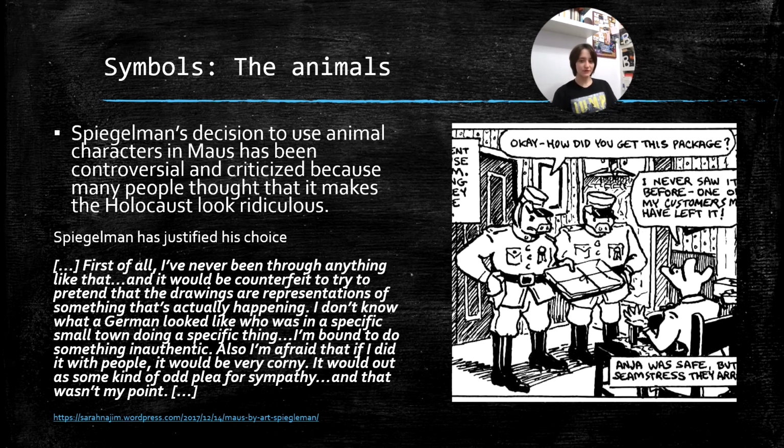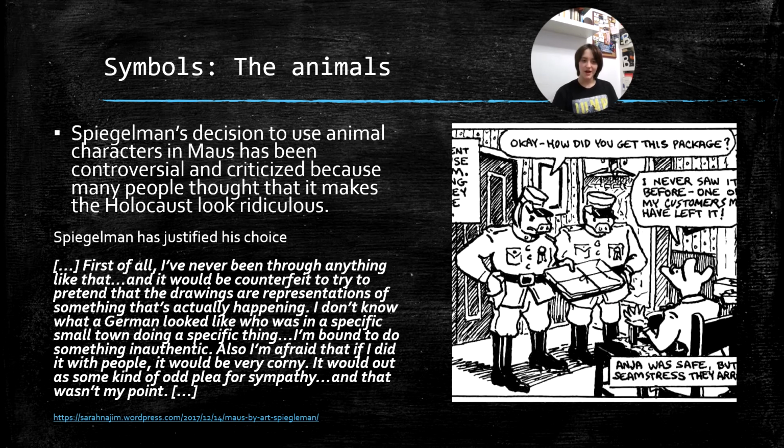And first of all, the animals. So let me explain. Spiegelman's decision to use animal characters in Maus has been criticized by many because people thought that it actually makes the Holocaust look ridiculous. But he has justified his choice, so here it is.